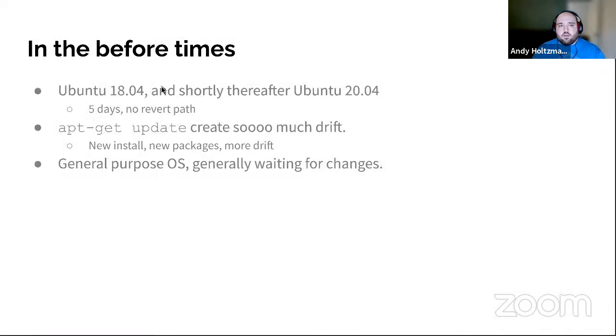And we started on 1804 because we started working on this in March of 2020. So 1804 was the stable. We upgraded to 2004, which took 5 whole days to upgrade all of our Ansible and things to that nature. We already had a bunch of drift getting created through apt-get update in the Ansible. New packages, just all over the place.